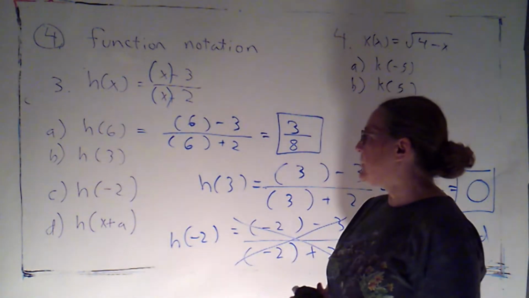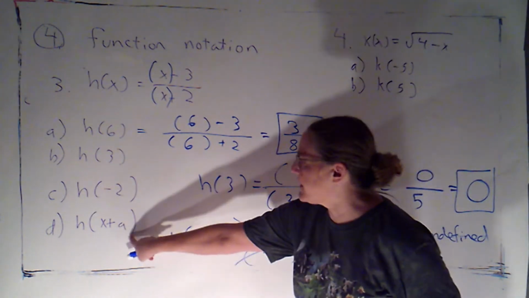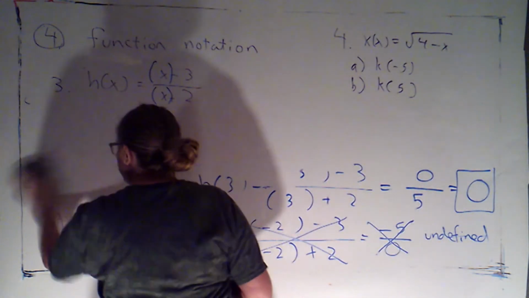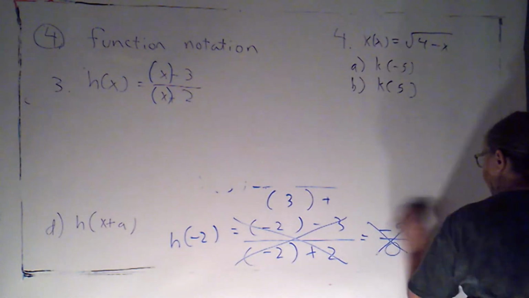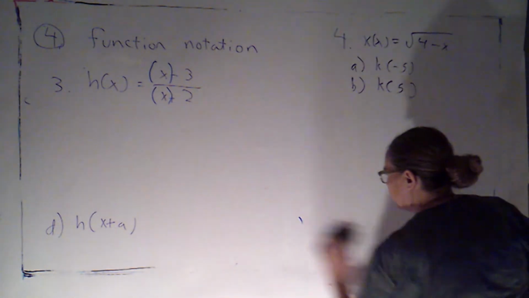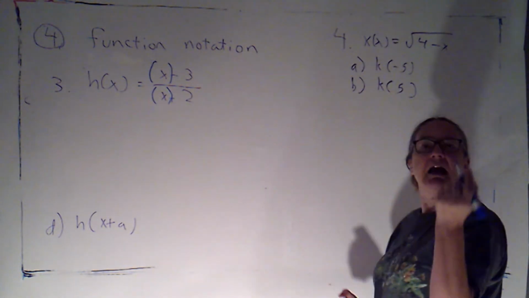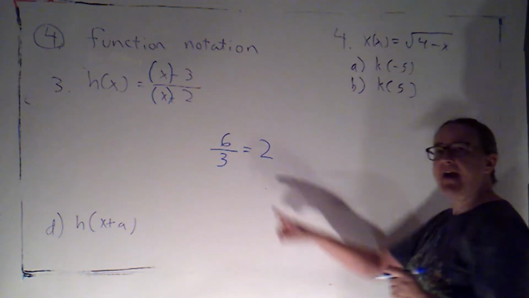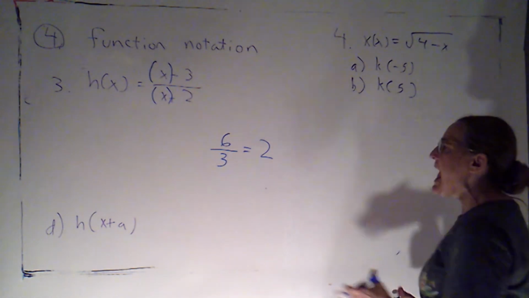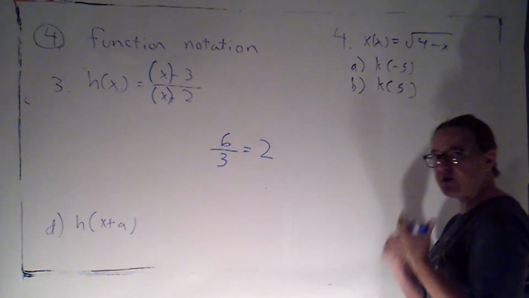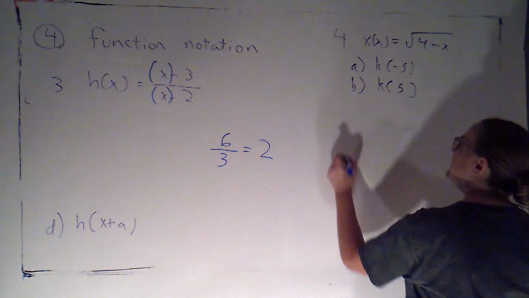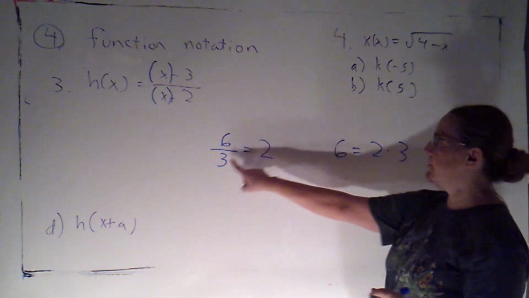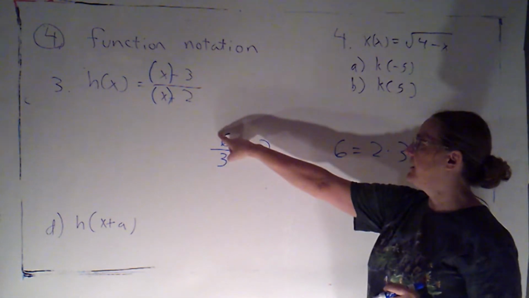Now, let's talk really quickly about why we can't divide by zero, and then we'll come back and do part D. So I'm just going to clear some space here. Okay. If I have 6 divided by 3, that equals 2. Okay. And anytime I have a division problem, there's a corresponding multiplication problem. 6 is 2 times 3. So if I take this number and multiply by the number I was dividing by, I get this.